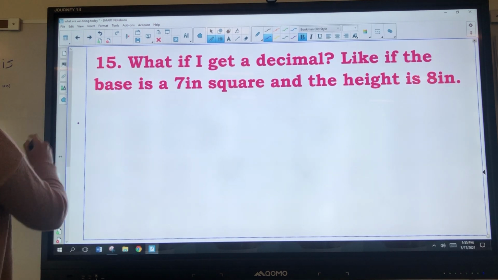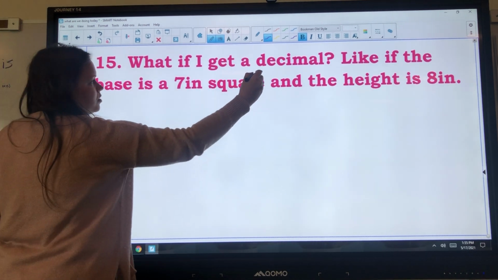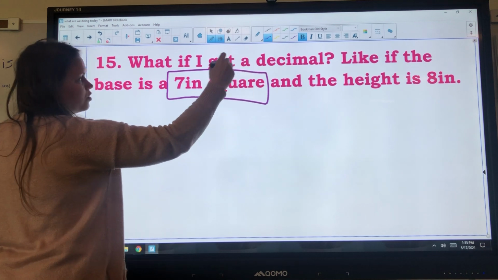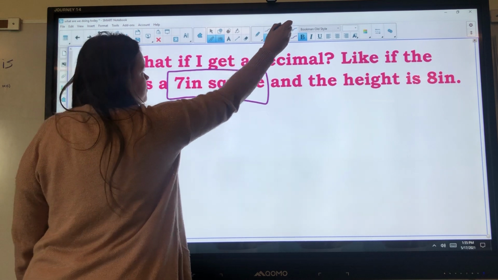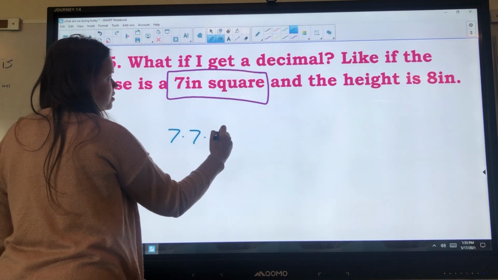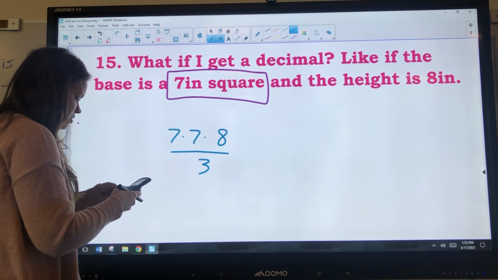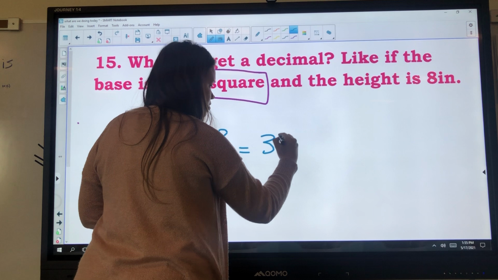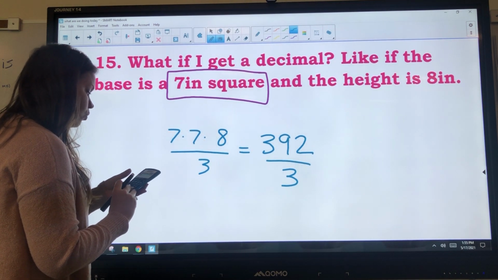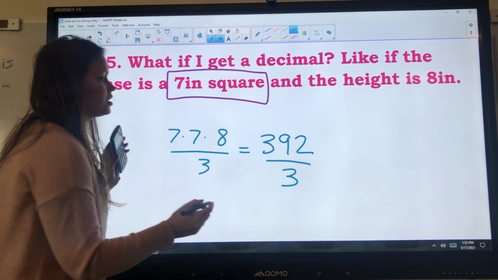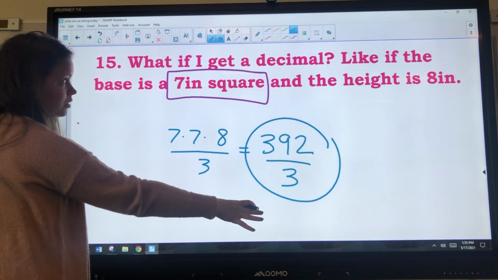What if I get a decimal? Like if the base is a 7-inch square and the height is 8. Because it's a 7-inch square, you know that it's 7 times 7 times 8 and not 7 times 8 times 8. Or picture it or draw it out. Length times width times height over 3. 7 times 7 times 8 is 392. And if you divide 392 by 3, you get 130.6666666. Thusly, you leave your answer as 392/3.